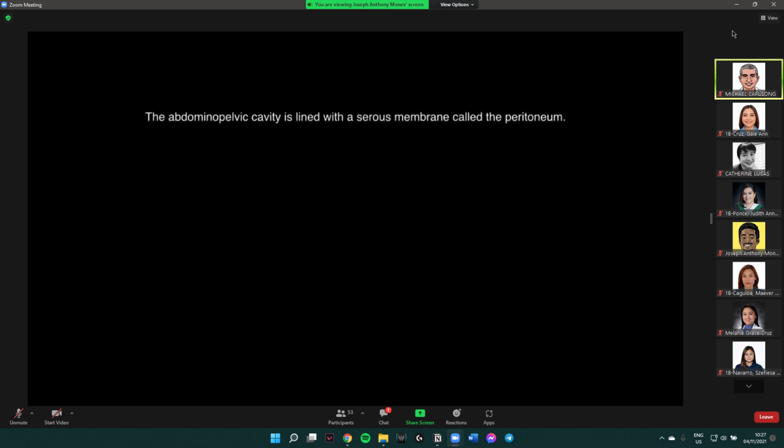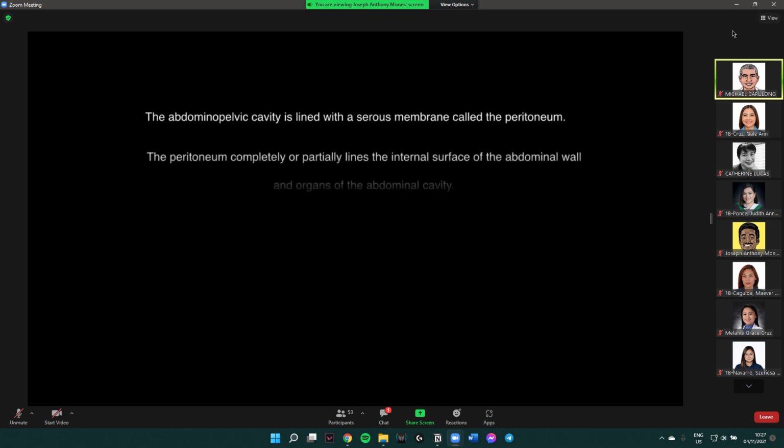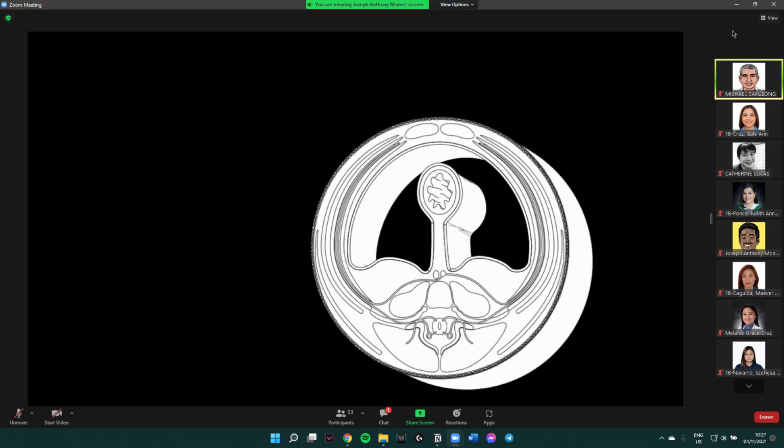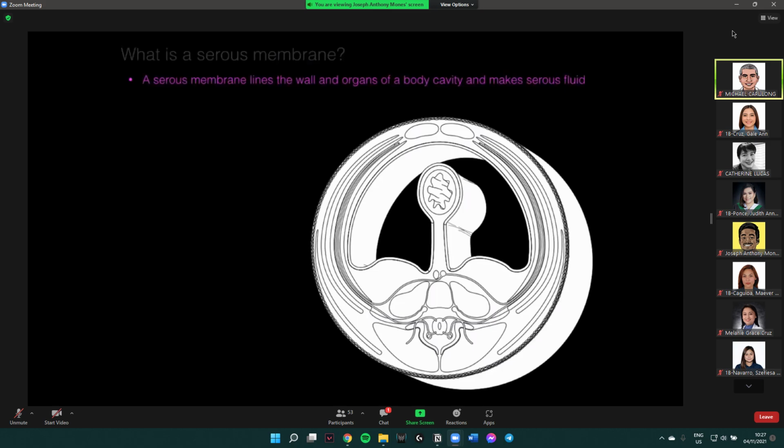And so the abdominal pelvic cavity is lined with a serous membrane called the peritoneum. And the peritoneum completely or partially lines the internal surface of the abdominal wall and organs of the abdominal cavity. So let's do some discussion of some of this jargon. First of all, what is a serous membrane? Well, serous membrane lines the wall and organs of a body cavity and makes serous fluid.